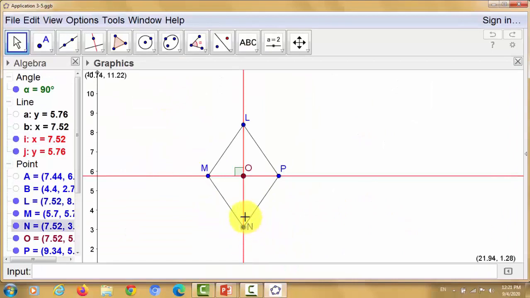Rhombus, my lovely students, it has two axes of symmetry. They are the diagonals. Look for line MP. The figure here is the same as here, then it is an axis of symmetry. And also for LN, the figure here is the same as here, then it is an axis of symmetry. It has one center of symmetry, which is O.